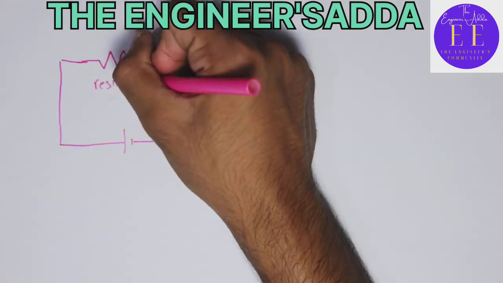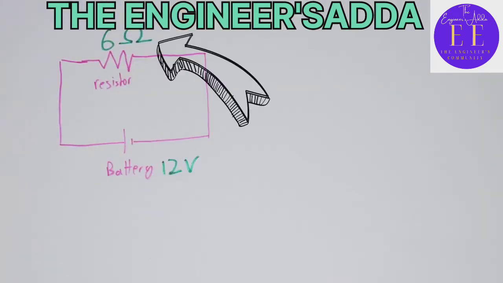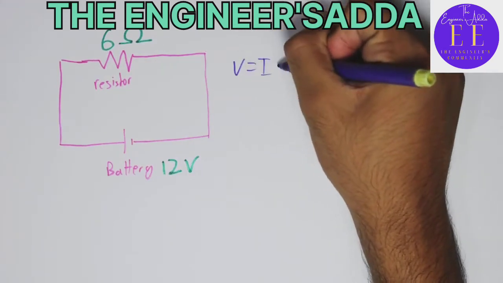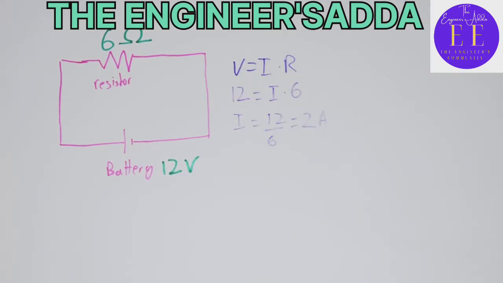Let's do a quick example here with the circuit. Let's say we know the value of the resistor, but we don't know how much current is flowing through the circuit. We can use Ohm's law to derive the current as this.